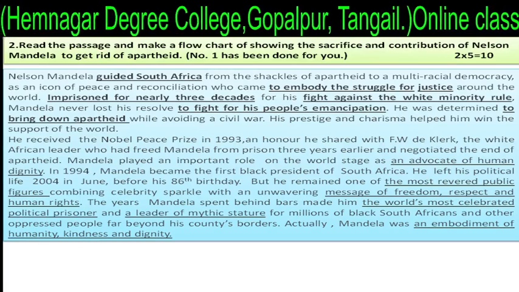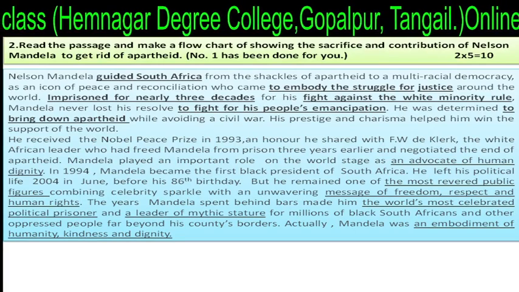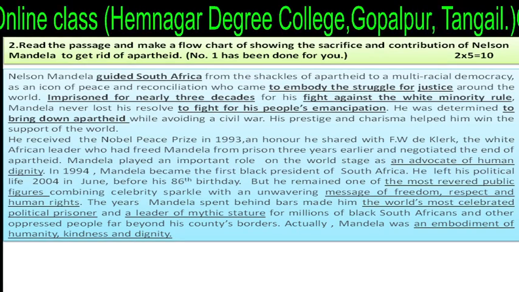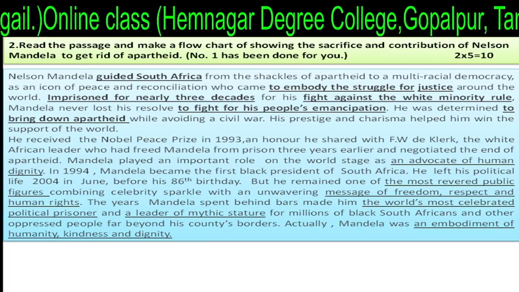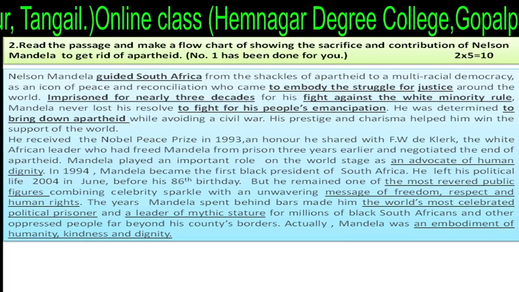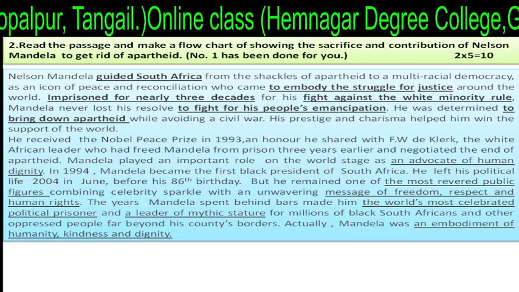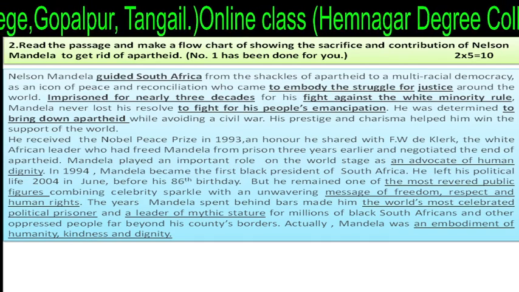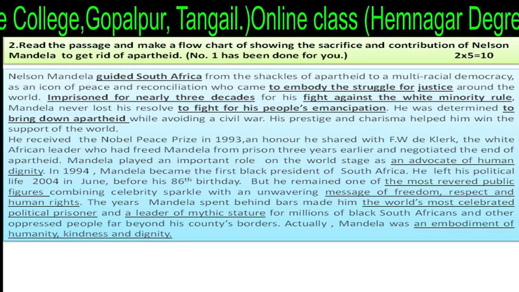Here is another passage for you to practice flowchart. Now let's read out the question. Read the passage and make a flowchart showing the sacrifice and contribution of Nelson Mandela to get rid of apartheid. Number 1 has been done for you. Here you can see in the question you have to mention or show the sacrifice and contribution of Nelson Mandela to get rid of apartheid.